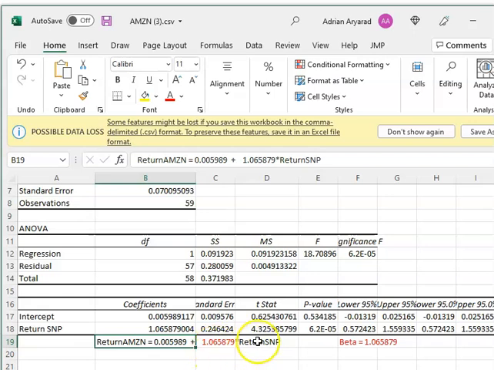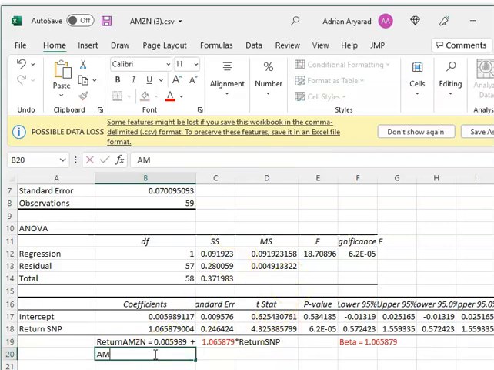So that means there's a higher variation in Amazon, right? That means there's one unit change here, there's 1.06 change here. It means higher variation, higher risk. So we can say that Amazon is riskier compared to S&P 500.